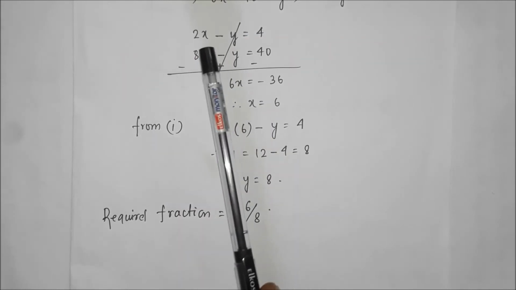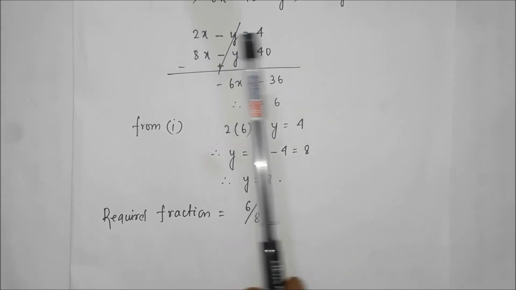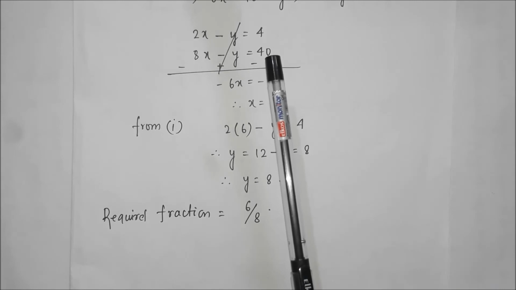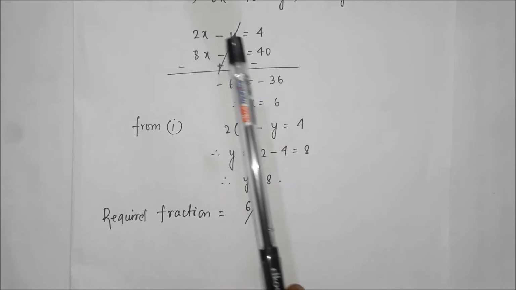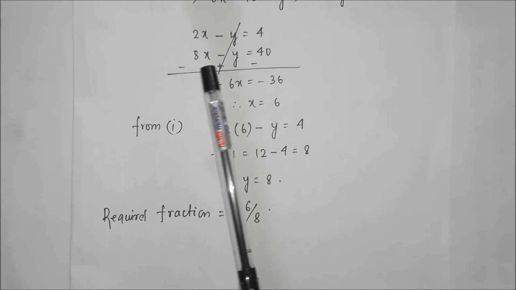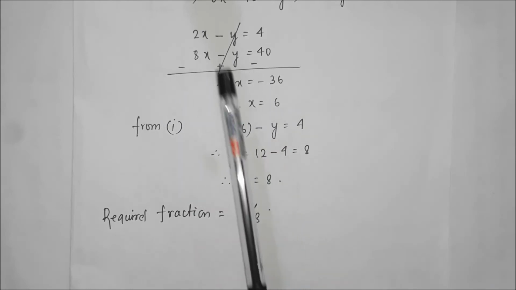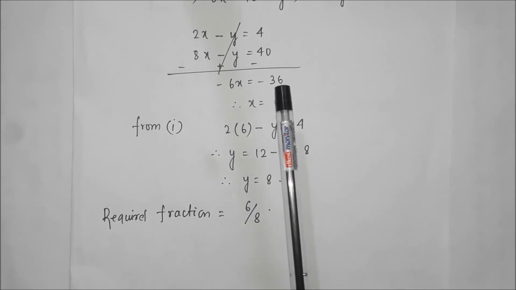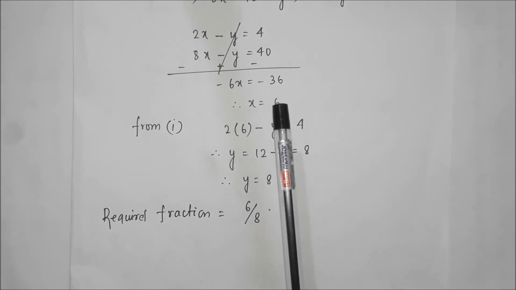Now 2x minus y equals 4, 8x minus y equals 40. I am performing subtraction. y will get cancelled. Minus 6x equals minus 36. Therefore, x equals 6.